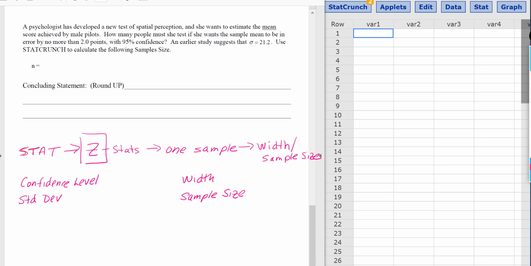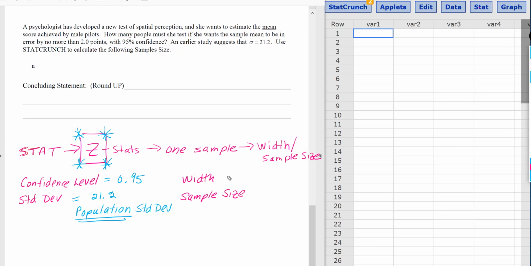Some parts on StatCrunch that we're going to have to know are the confidence level, the standard deviation, the width, and then we'll calculate out the sample size. So we know the confidence level for this particular problem is a 95% confidence level. The standard deviation is given as 21.2. Remember, this is going to be the population standard deviation. Since it's the population standard deviation, we're going to use a z-stats and not a t-stats. Z is going to be for the population standard deviation.